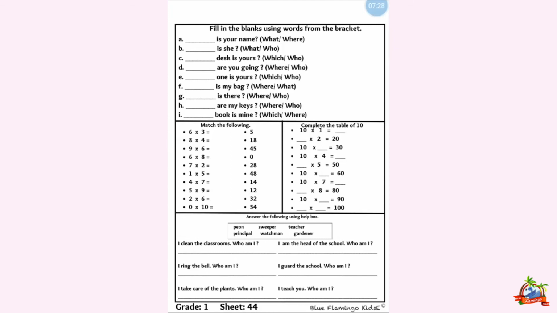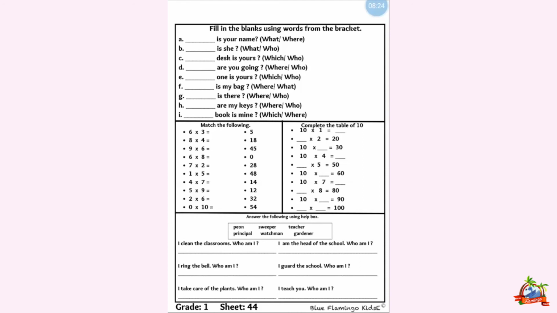Now the table of 5. 5 1s are 5. 5 2s are 10. 5 3s are 15. 5 4s are 20. 5 5s are 25. 5 6s are 30. 5 7s are 35. 5 8s are 40. 5 9s are 45. 5 10s are 50. Okay, so we have read table 2 to 5.